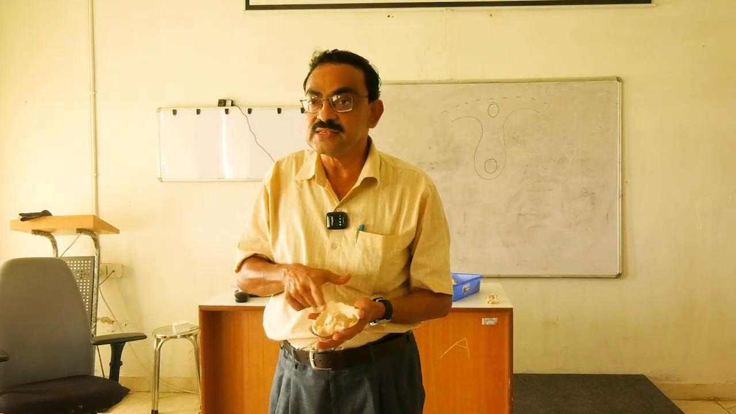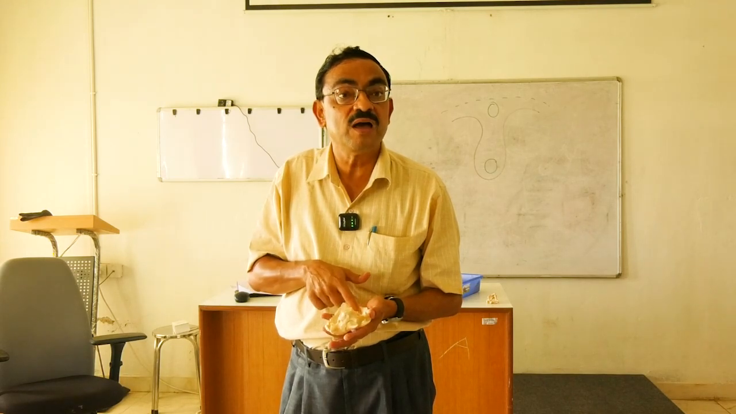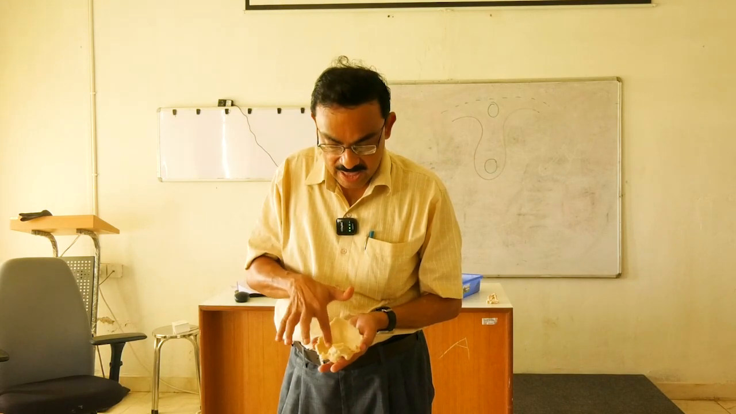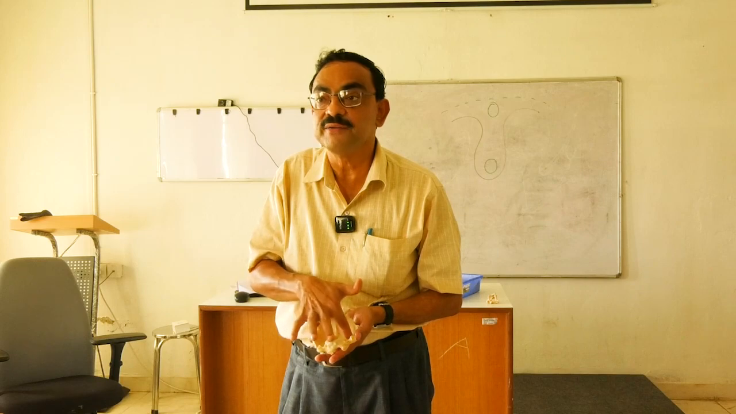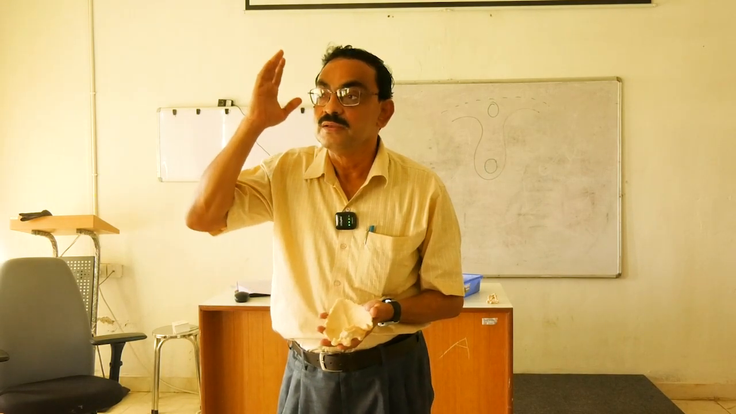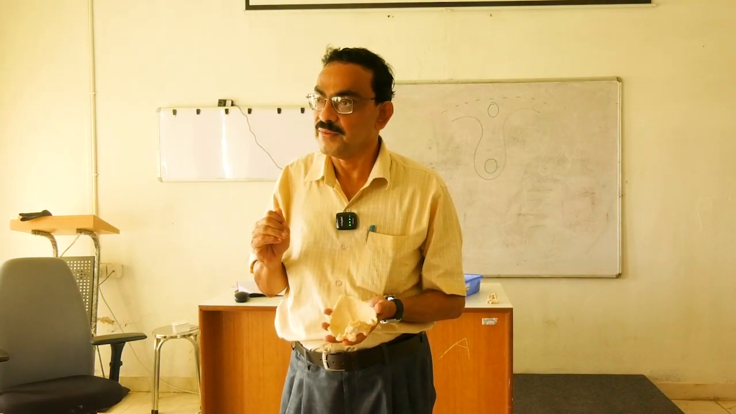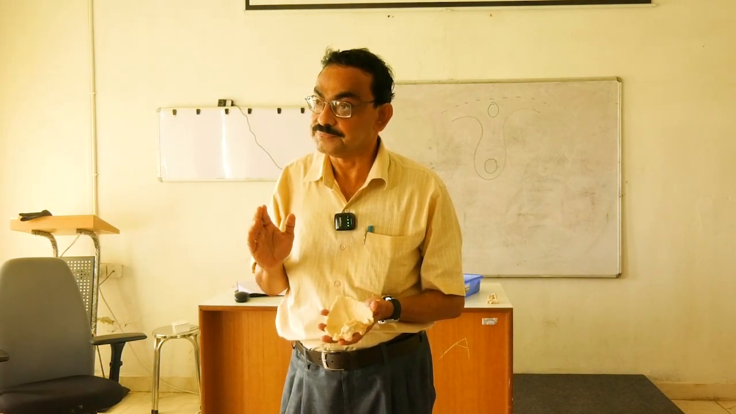And the above two fossae are for the accommodation of the occipital lobes, and the below two fossae are for the accommodation of the cerebellar hemispheres. Okay, cerebellar hemispheres.